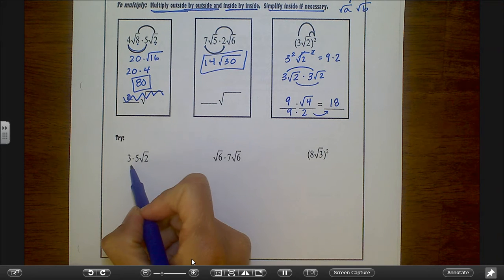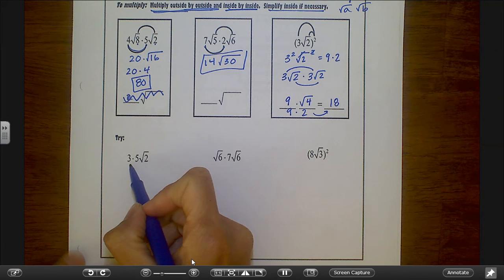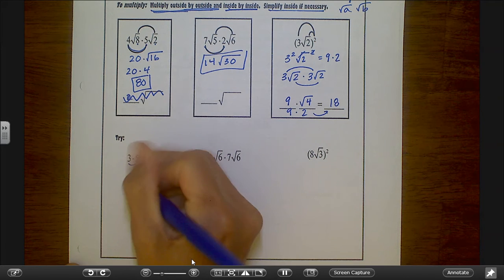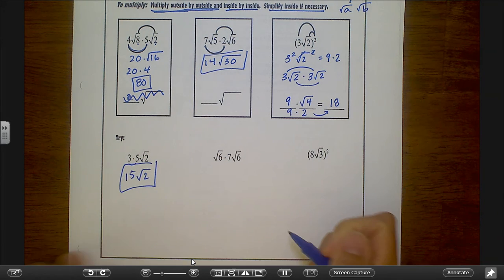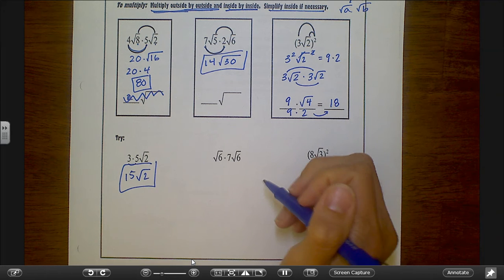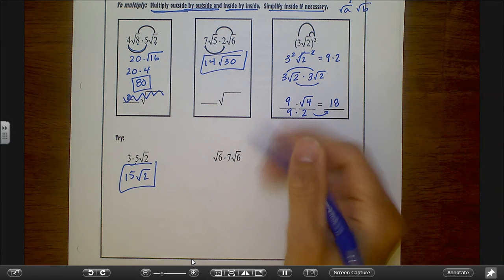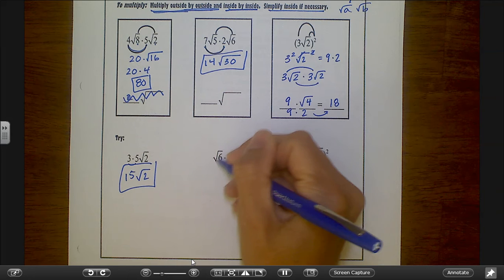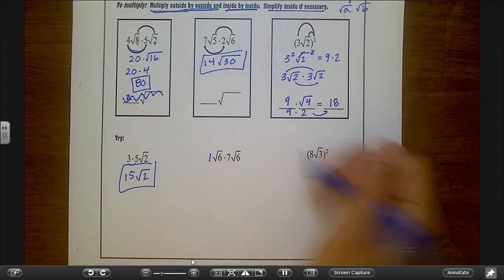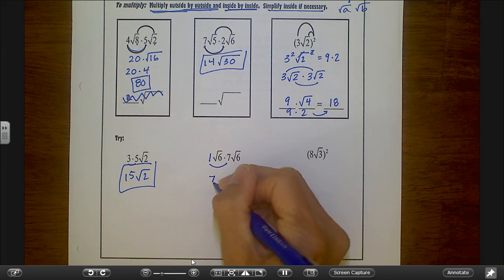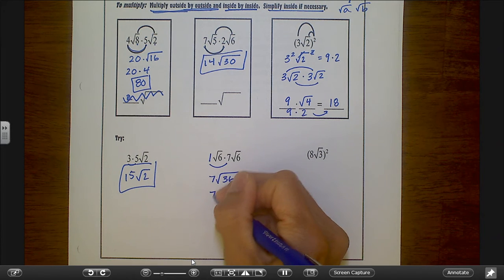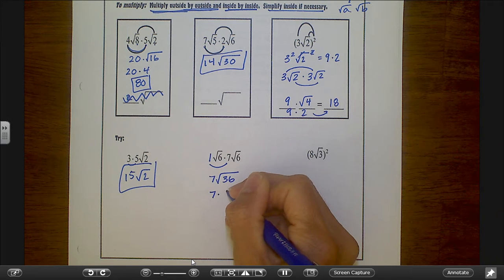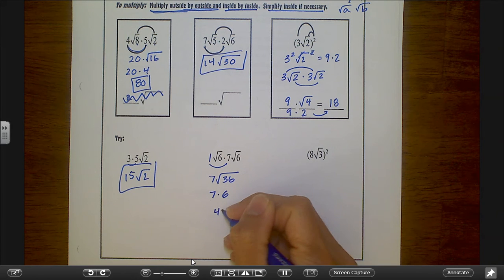Underneath, so we have 3 times 5 rad 2. I have outsides. This one does not have a radical, so I don't have to really do anything there. I just do 3 times 5 and I get 15, and I keep my rad 2. Rad 2 is simplified, so all is good. I have rad 6 times 7 rad 6. And I don't have anything outside of this first rad 6. That's a 1. 1 times 7 is 7. Rad 6 times rad 6 is rad 36. The square root of 36 is 6. So 7 times 6 is 42.